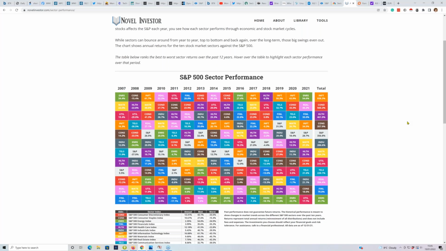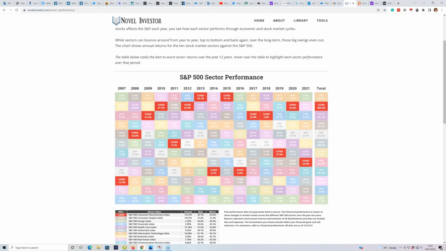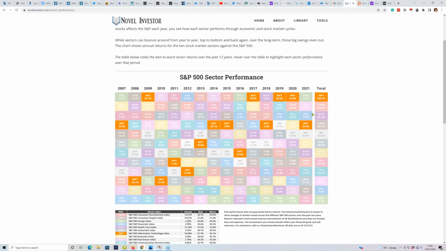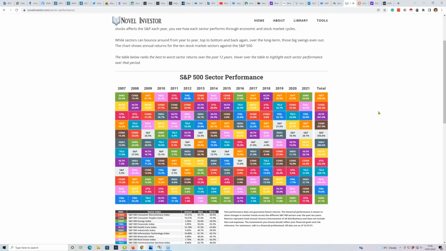What we've ended up with is the sector performance for 2021, and this is from novelinvestor.com, a great little free site. What we see is the energy sector, which at the end of 2020 was bottom of the class, by 2021 had actually become the top performing sector. So that got me thinking, okay, how can we use that? What's going to happen to energy?